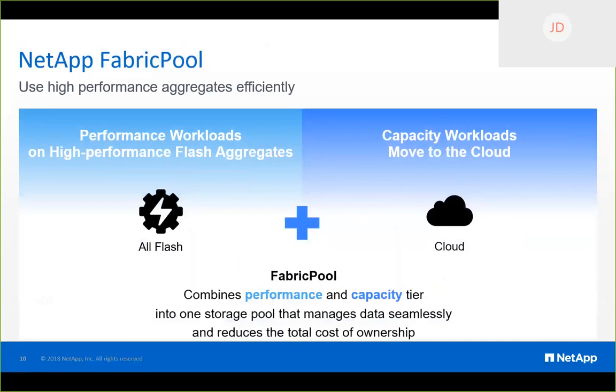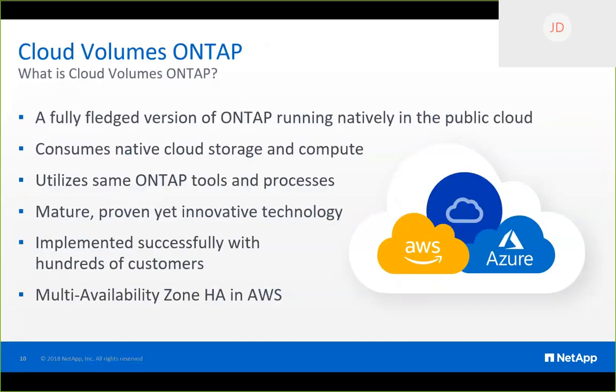Cool, so that's a quick and dirty run-through of the key features and benefits of ONTAP. So what is Cloud Volumes ONTAP? Like I said, it is quite simply just a fully fledged version of ONTAP that's running natively in the public cloud and using native cloud storage and native cloud compute resources. It's quite honestly that simple. If you thought about it and explained it that way, you'd have a pretty good understanding of the product.